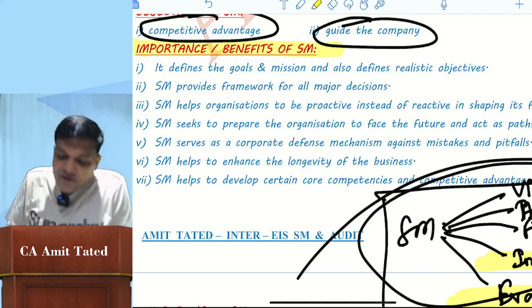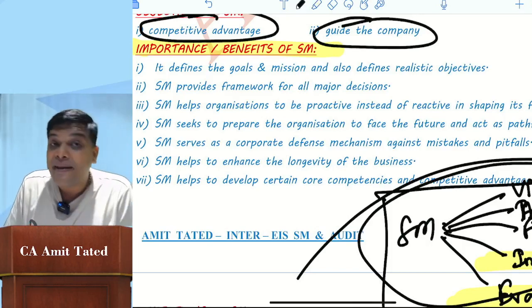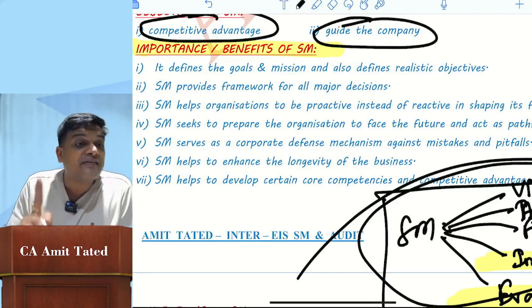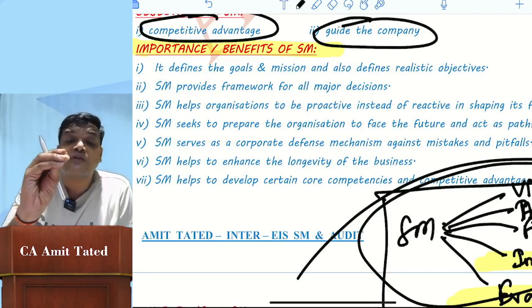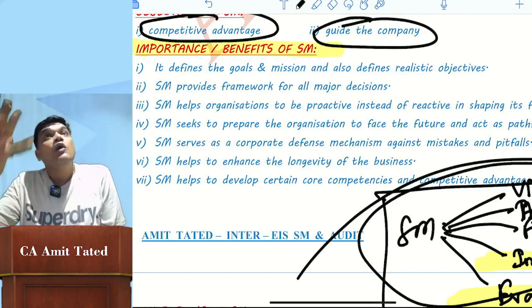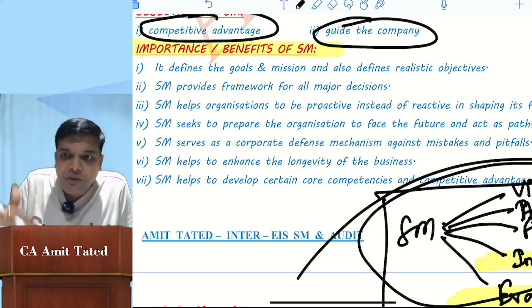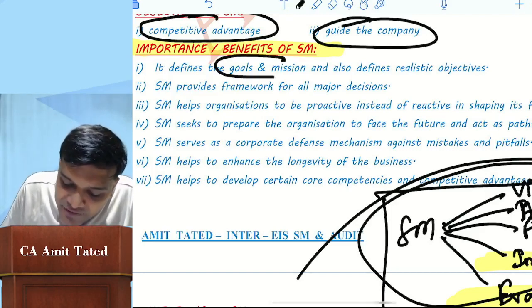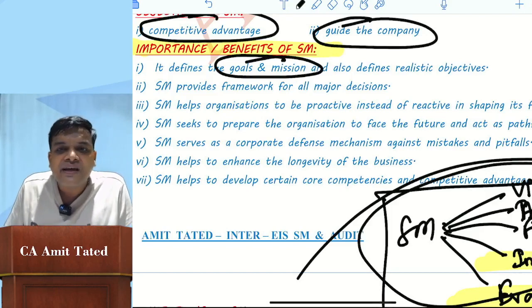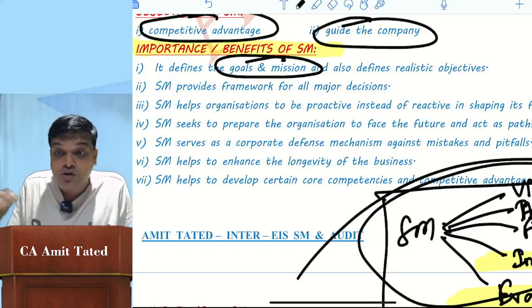First point: what are the benefits of strategic management? Just to make it clear, when I say Amit Tated has strategic management, it means Amit Tated has the 5 processes. Imagine he is following the 5 processes. What are the benefits? The benefit is that Amit Tated will be defining goals, mission and objectives, because that is your second step. So first point, I will define my strategy, goals, objectives, missions.